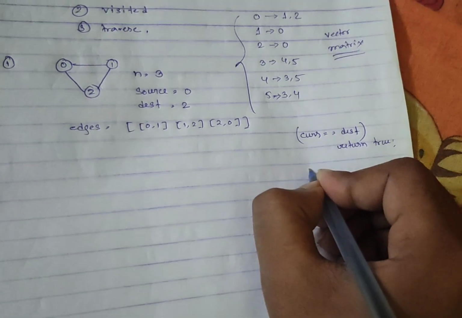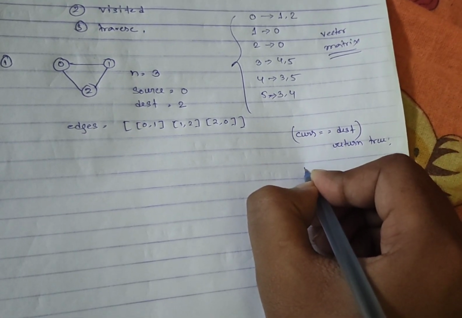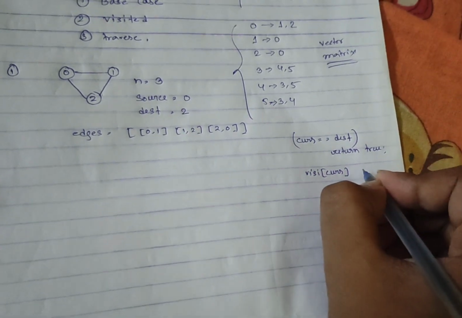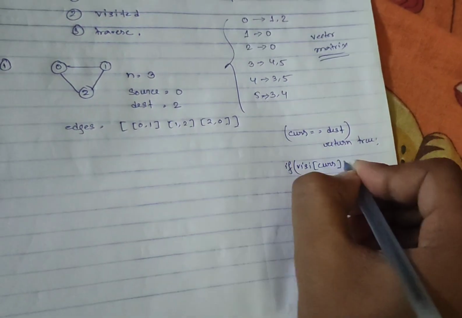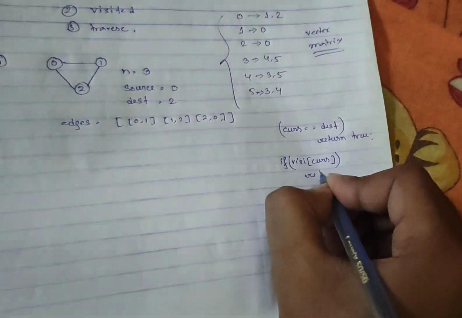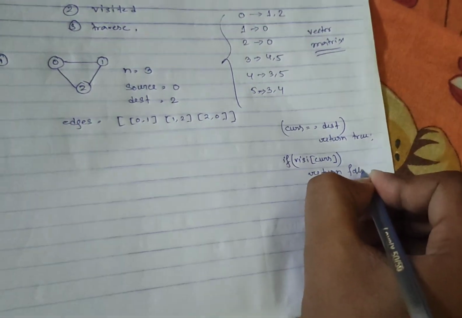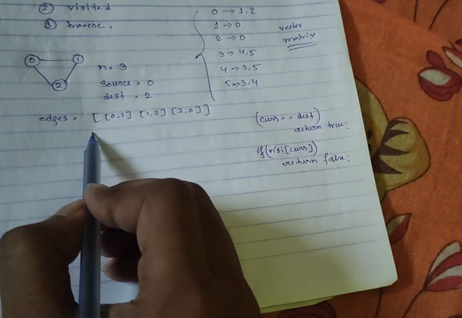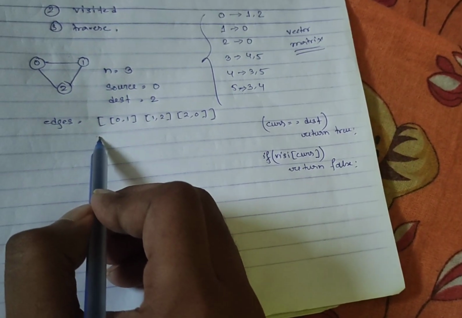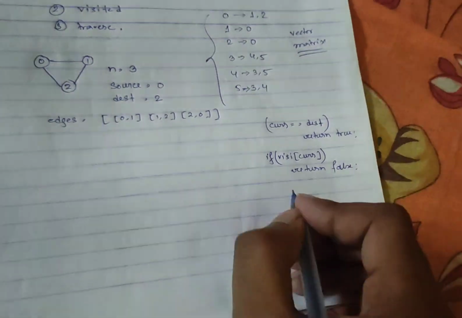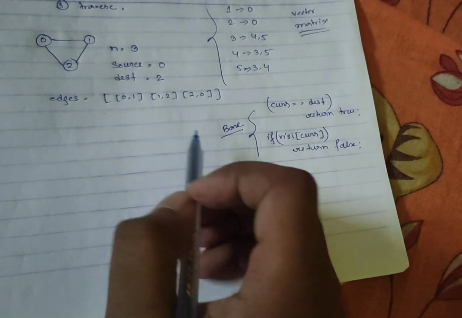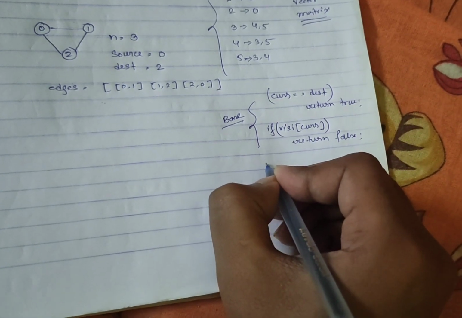Then we have to check whether it is visited or not. If the current node is visited, then return false. Why? The first time it is visited, and the second time we check whether it is visited or not. If it is visited, then return false. If these base cases are not met, then we have to mark it visited.